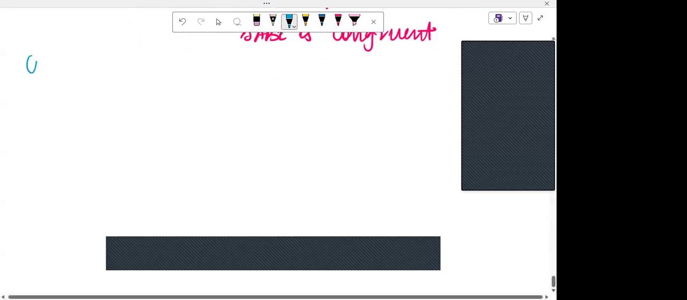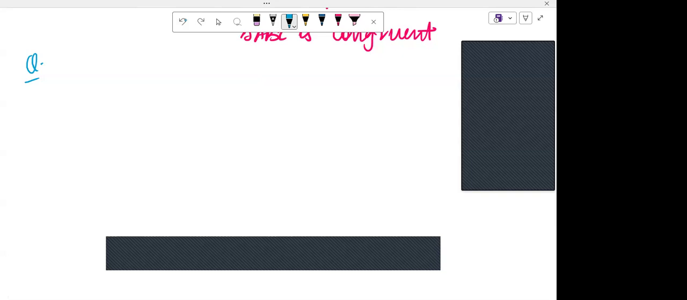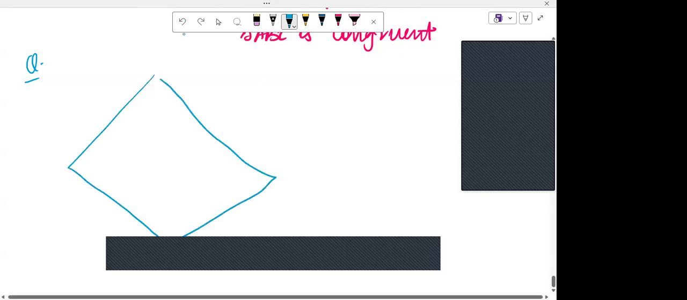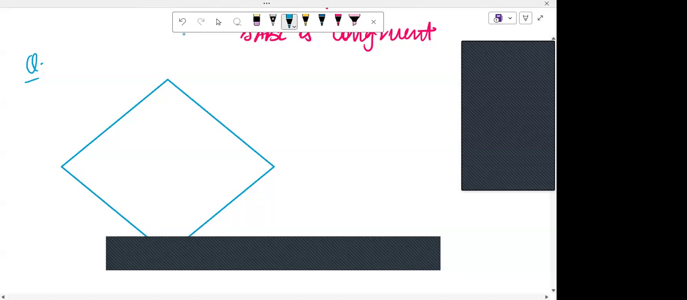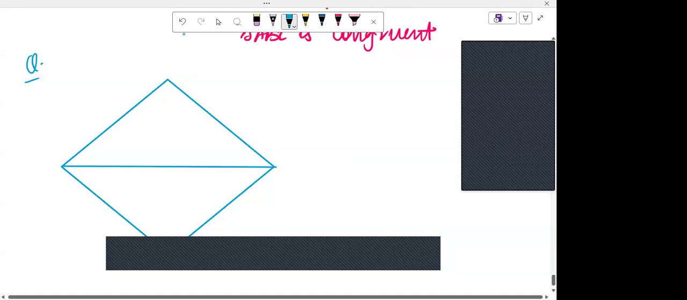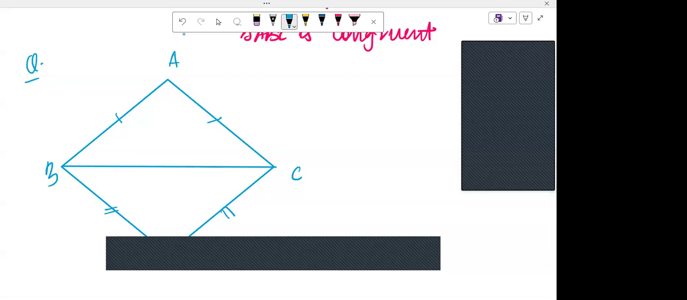You have a figure. This is A, B, C, and D. It is given in the question that AB is equal to AC and BD is equal to CD. So ABC and DBC are two isosceles triangles. Now you have to show that angle ABD, this whole angle, is equal to this whole angle. You understand the question? Yes, ma'am. Okay, please do it.